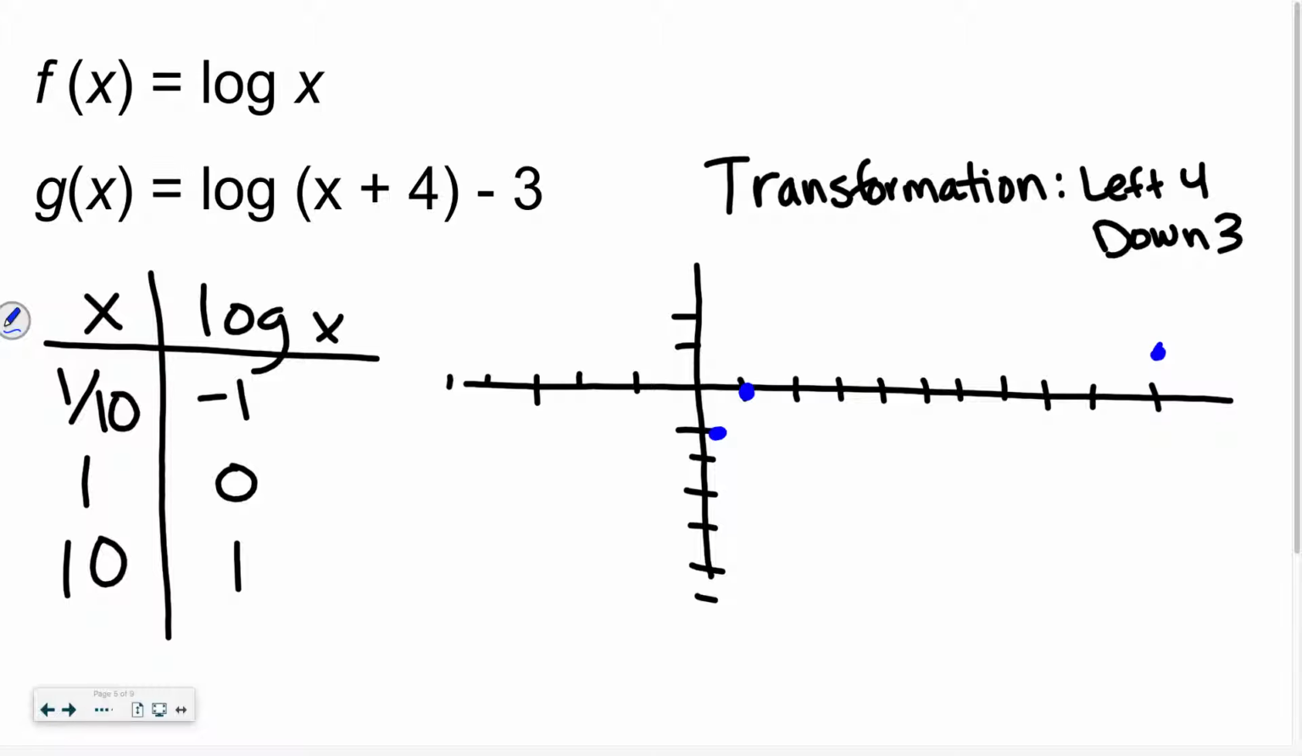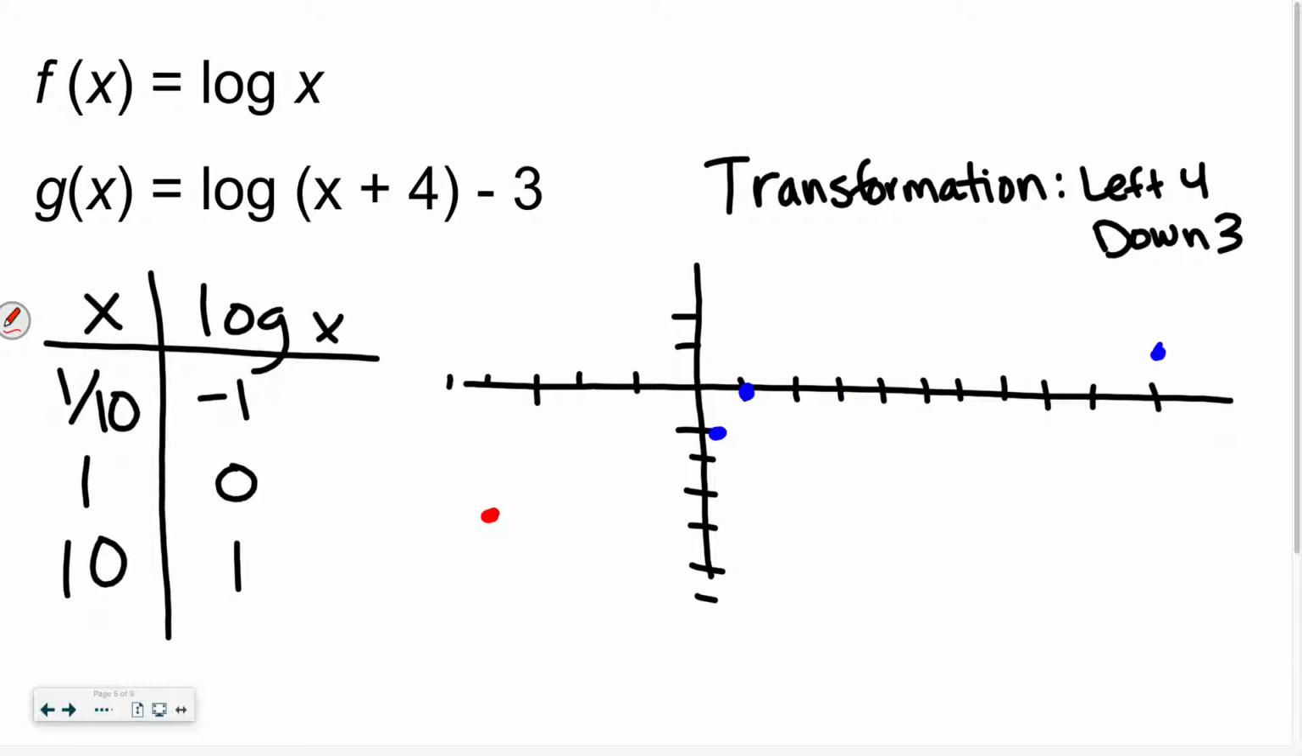Where is your asymptote for this log? The y-axis. Remember, logs always have vertical asymptotes, so just keep in mind, if you were going to draw this, you would draw it slowly rising over to the right, but on the left it would come down at the y-axis, right? So now I got to move everything left 4 and down 3. So I'm going to take this point right here. I'm going to go left 4 and down 3.